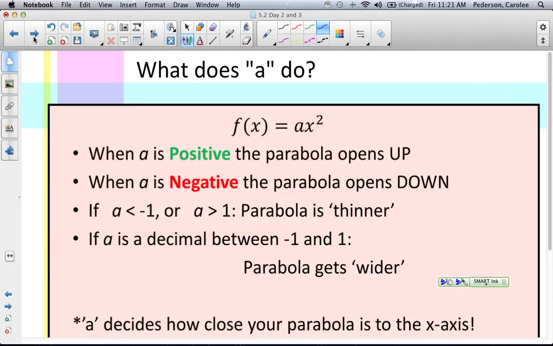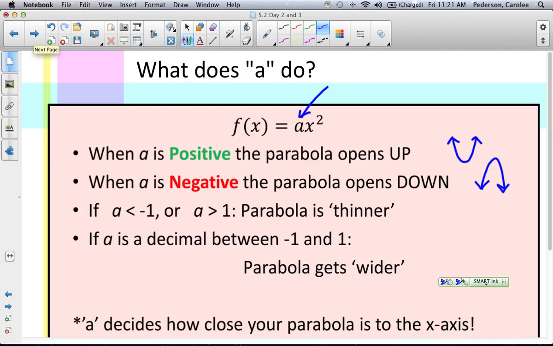All right, we're going to move away now from the y-intercept and focus on what happens when you have the a. I'd say you don't need to write this slide down. So here's a function, a quadratic, and we're going to focus on what does this a do to our parabola. If our a is a positive, the parabola is going to open up. So the shape will look like this. If the a is a negative, the shape is going to open down.